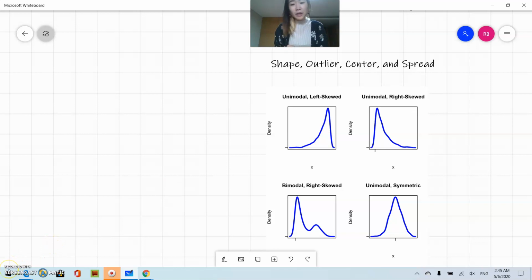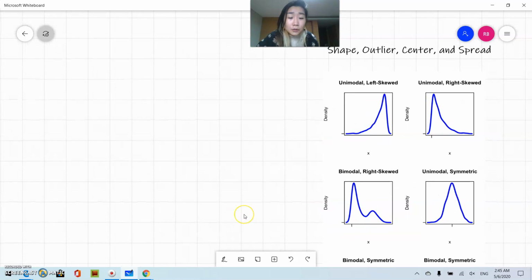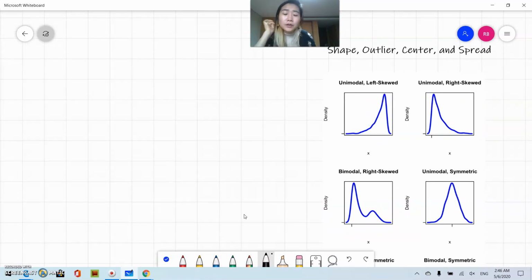So let's talk about that. Okay, so I have some example distributions here, and we're going to use what we have learned so far to describe the distribution. The answers are right there, but I'm going to explain a little more, and which measure of center and spread should be used for each situation. So the first one, it's unimodal. Uni means one, so that means it's one peak, and you see the peak right here.